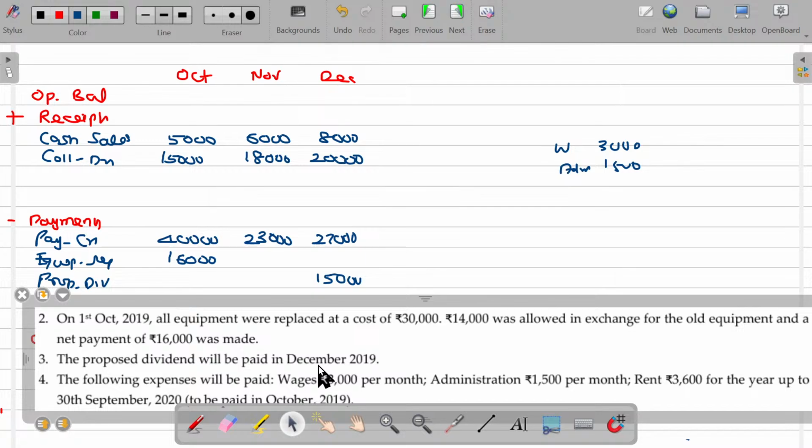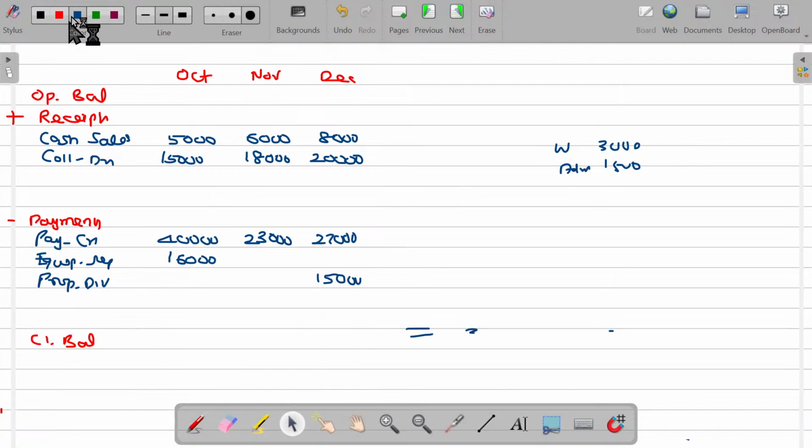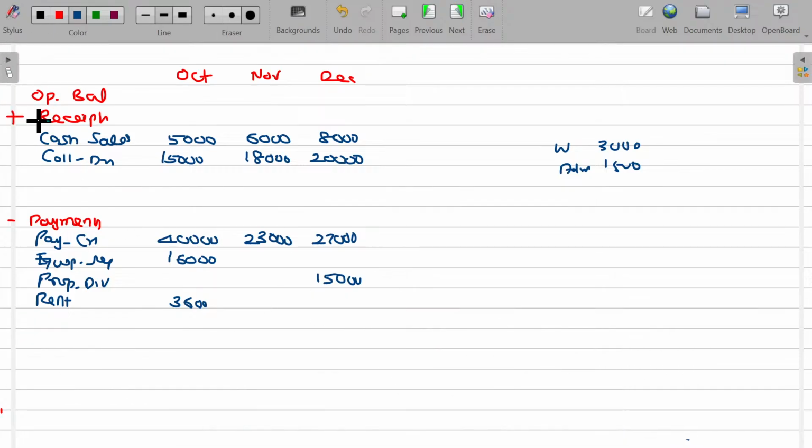Okay. So in case of rent, in October, how much are we paying? 3,600. For the wages and admin, both put together 4,500 payable every month. Regular expenses.